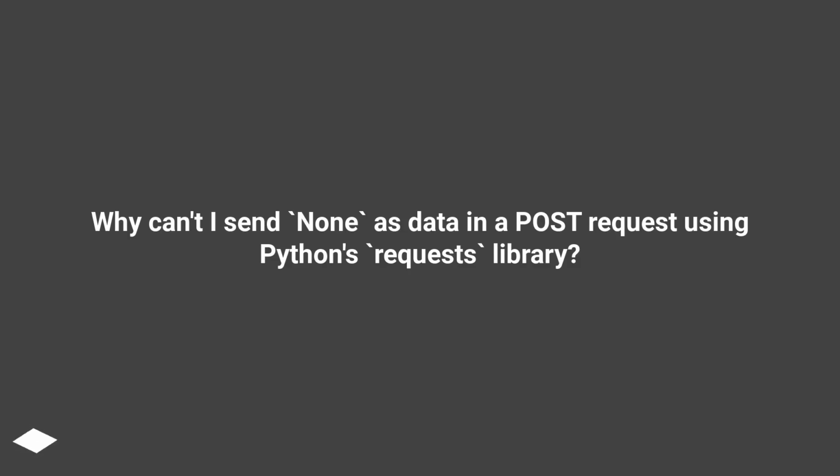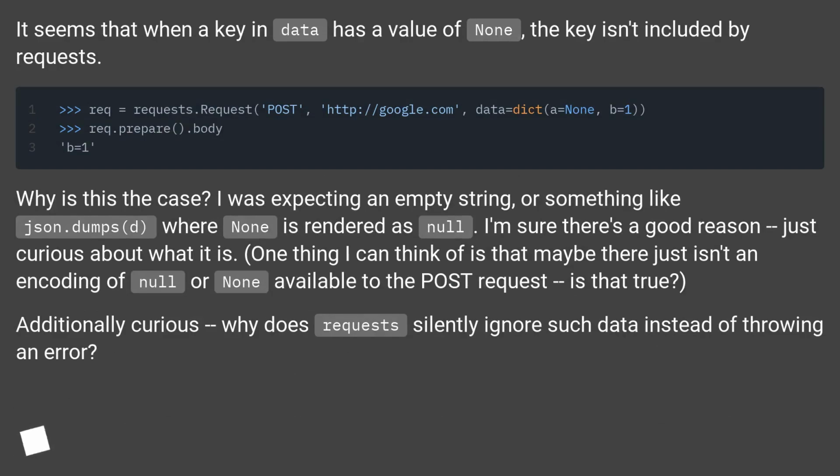Why can't I send None as data in a POST request using Python's requests library? It seems that when a key in data has a value of None, the key isn't included by requests. Why is this the case? I was expecting an empty string, or something like json.dumps where None is rendered as null. I'm sure there's a good reason, just curious about what it is.